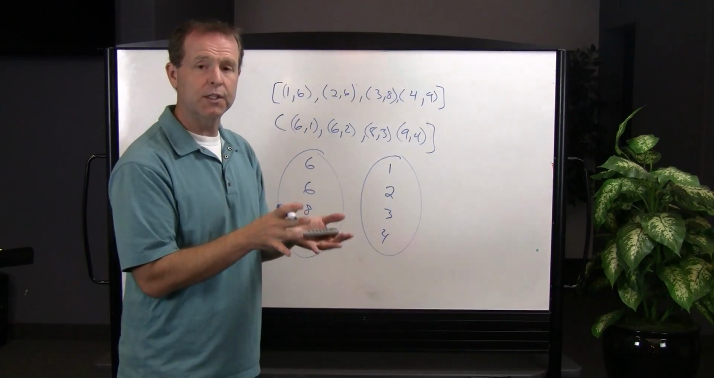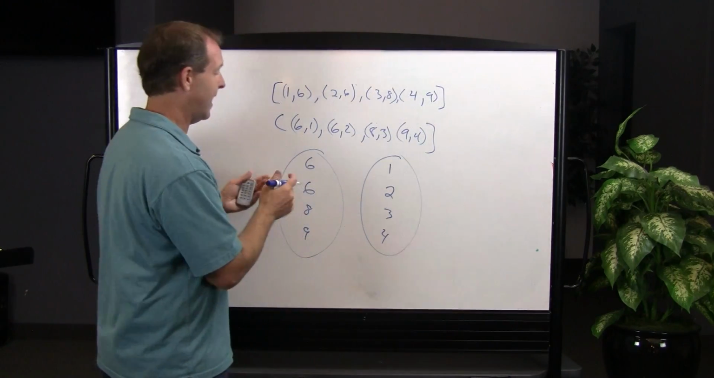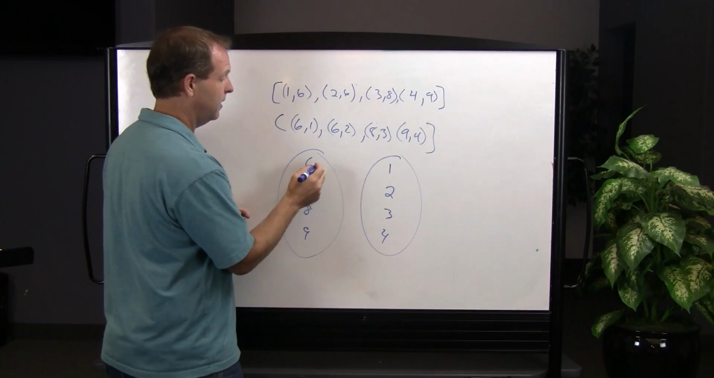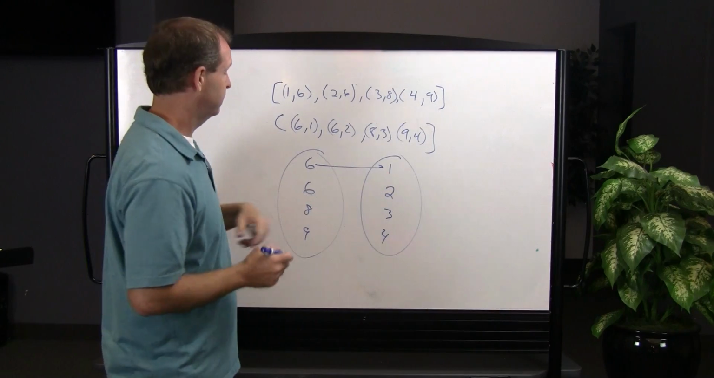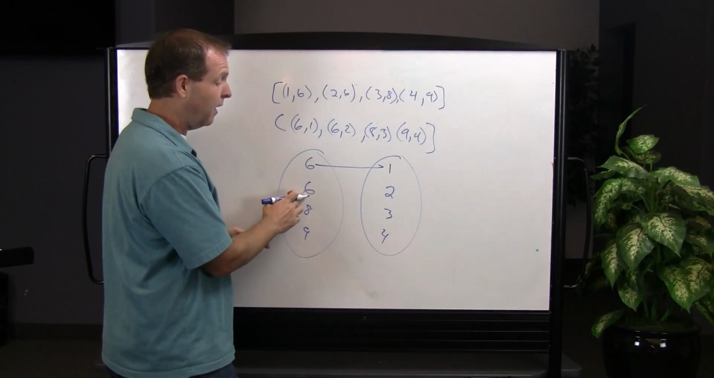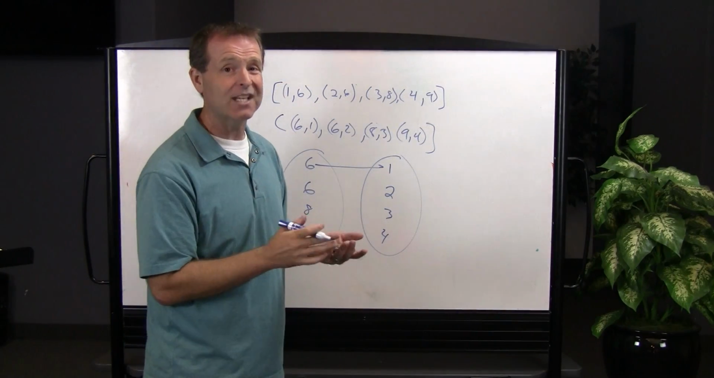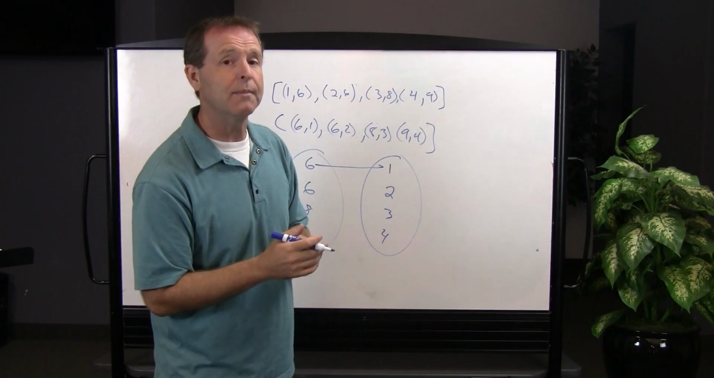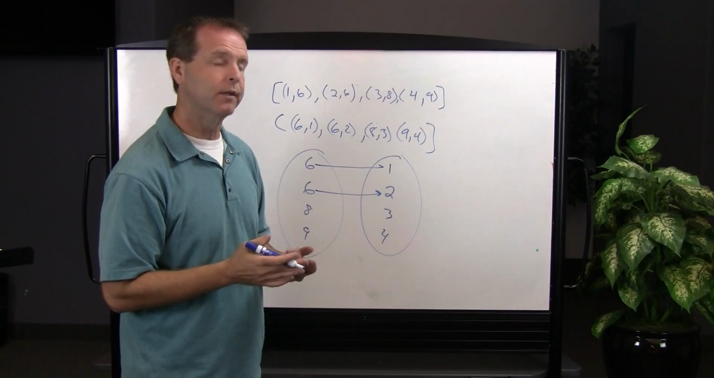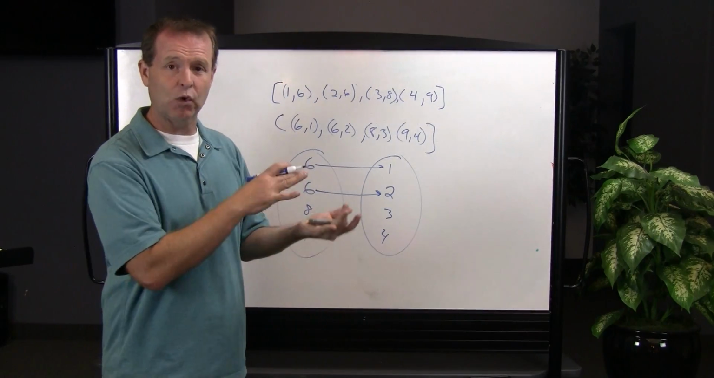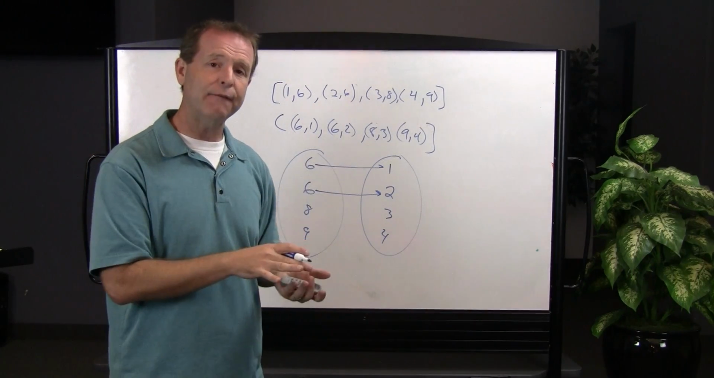To determine if it's a function, I need to look at, does 6 correspond to one number? In this case, 6 corresponds to a 1. Well, I have another 6, which is fine, but I'm expecting it has to correspond to a 1 for it to be a function. But in this case, it corresponds to a 2. So this second set of coordinates, this relation, is not a function.